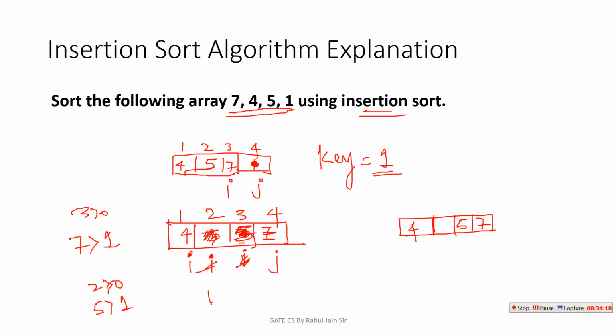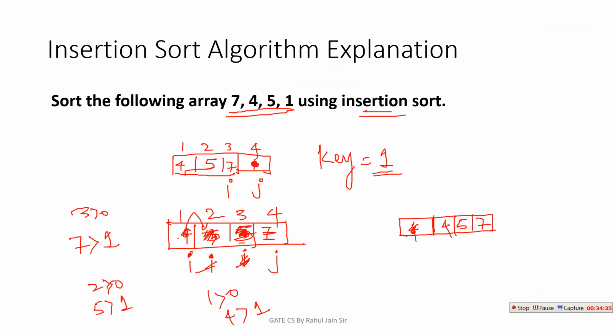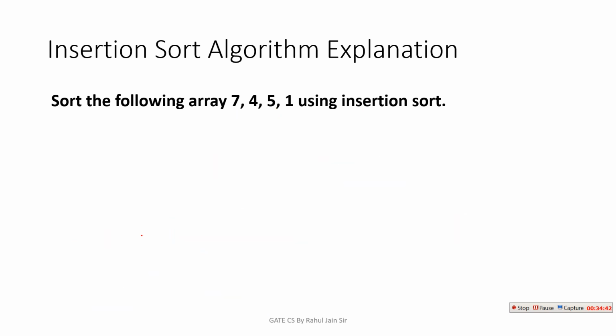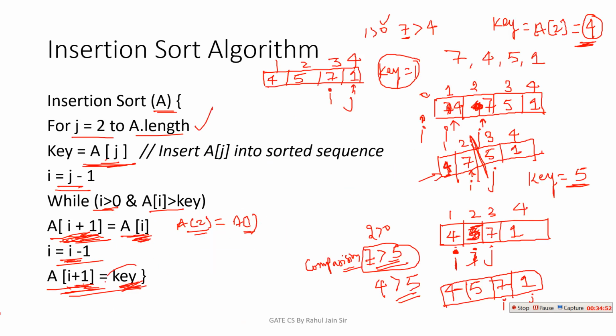Is i greater than 0? 1 is greater than 0, yes. So a of i, that is 4, is greater than key, yes, it is greater than key. So I need to move this 4 to here, and after that i equals to i minus 1. So i will denote index 0, nothing is here at the 0. So a of i plus 1 equals to key. A of i plus 1, that is at this place, a of i is 0, 0 plus 1 is 1. So at this place we need to replace it with key.